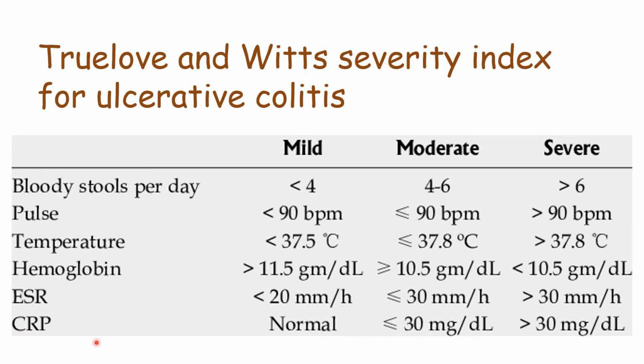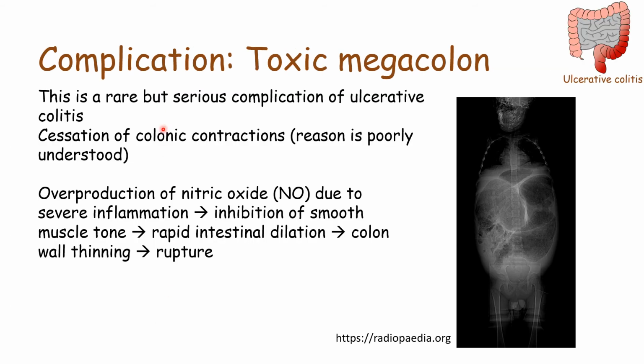Now, it is important to establish the severity of ulcerative colitis because it can have some really life-threatening complications. One that we will talk about now is a toxic megacolon. This is a rare but serious complication of ulcerative colitis, and it happens essentially due to the cessation of colonic contractions. The reason for this is poorly understood. However, it is believed that the overproduction of nitric oxide seen in that severe inflammation essentially inhibits smooth muscle tone, leading to a rapid intestinal dilation.